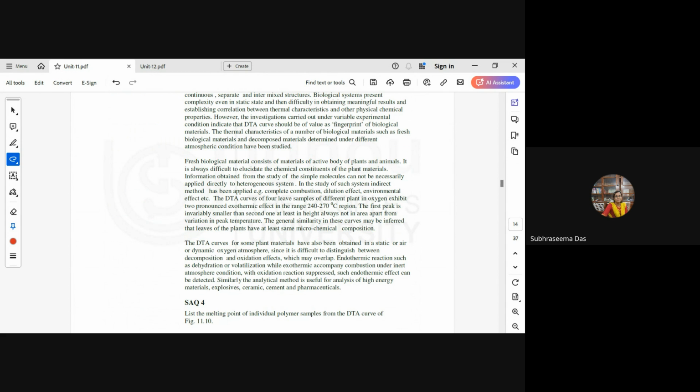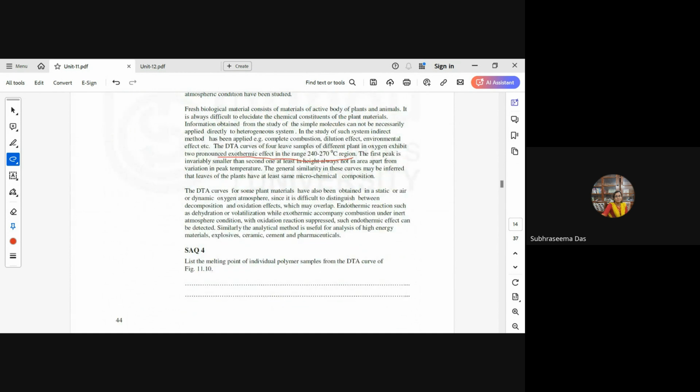Like in one study of an indirect system, the DTA curves of four different leaf samples of different plants in an oxygen environment were studied, and it was found that there was a pronounced exothermic effect in the range of 240 to 270. The first peak was found to be smaller and the second was higher in peak height and peak area. Although a general similarity in these curves could not be established, the DTA curves were identical in nature in all four cases, and it was inferred that they might have some components which are similar in all the cases.